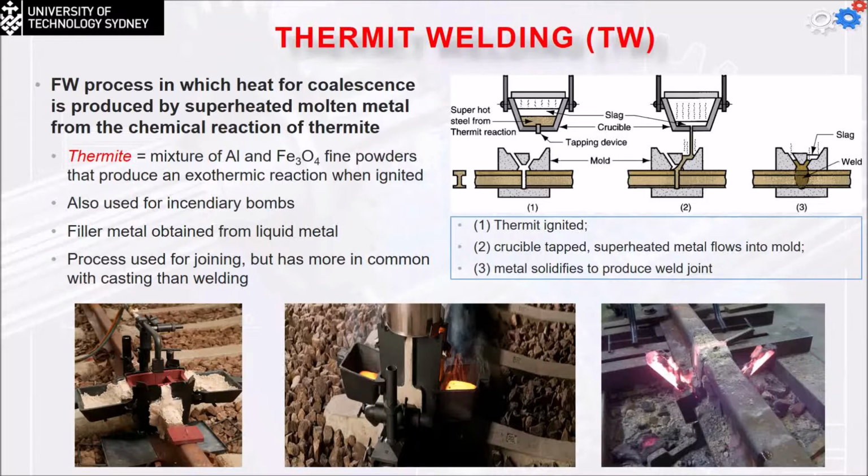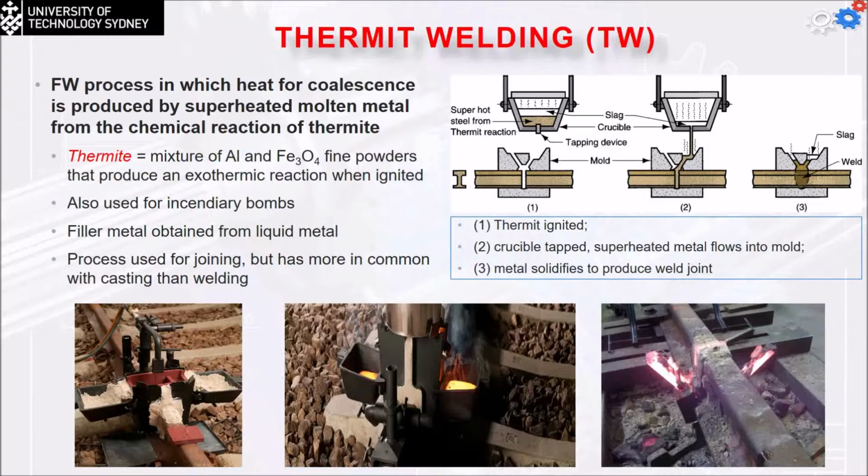It's also used for the industry bombs and the filler metals obtained from the liquid metal, and the process used for joining has more in common with casting than the welding process. So we put the thermal material, we ignite it, it's going to start to melt, fill the cavity between the, for example, this railway beam, and it's going to solidify. And it's going to require an extra machining process when we finish.